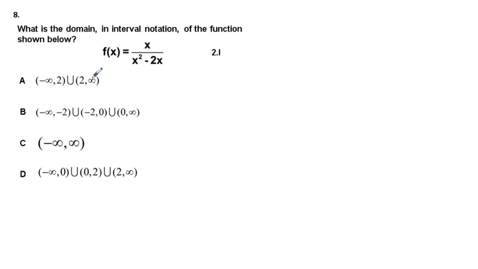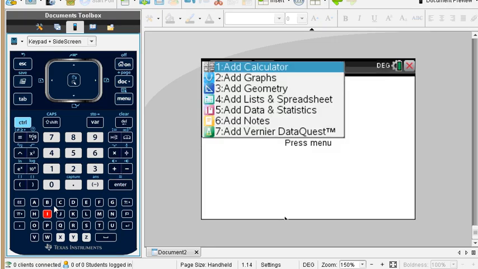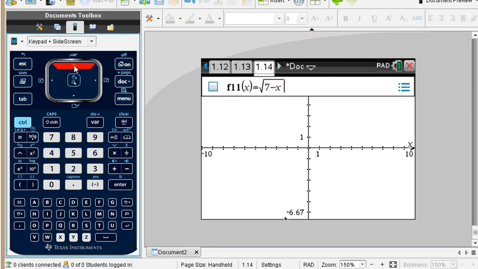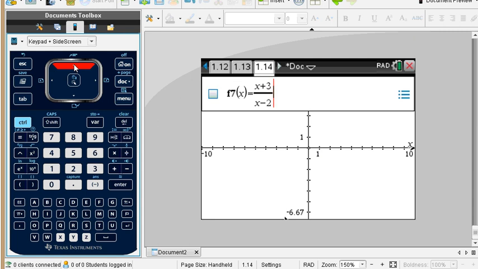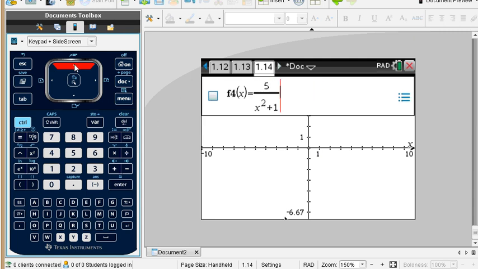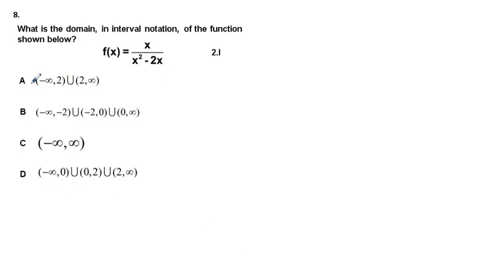8. What is the domain, in interval notation, of the function shown below? Some people have trouble with this. One thing you can do is look at a graph in the calculator, which I'm going to do now. I go to Control I, add graph. I pre-graphed this one. There it is. You graph this, you see definitely a vertical asymptote, x equals 2. And were you not to look any deeper, you might be inclined to choose answer choice A.